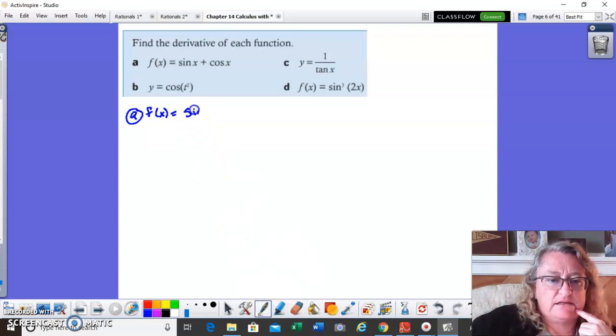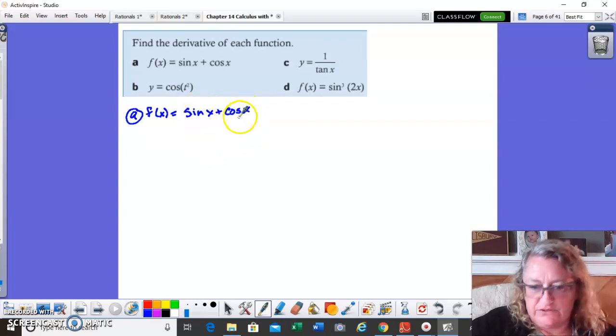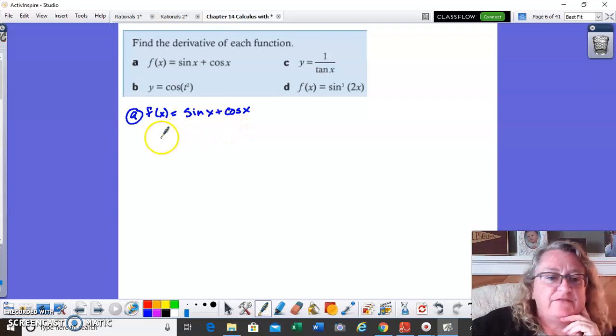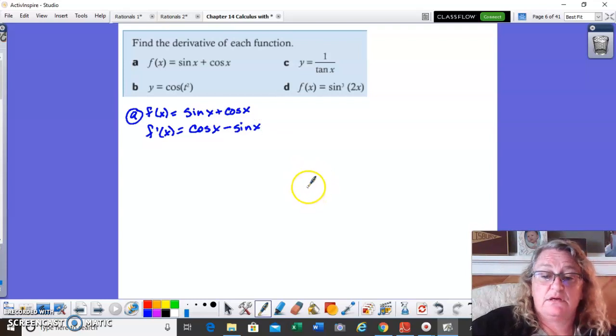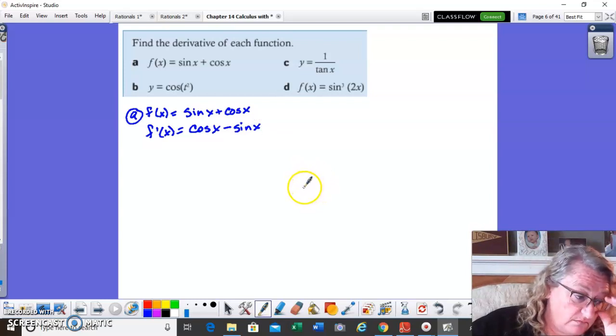Sine x plus cosine x. And this is the sum or difference rule, meaning I'm going to take the derivative, kind of like the power rule. I'm going to take the derivative of the first one by itself and take the derivative of the second one by itself. So the derivative of sine, we just found out, is cosine. And the derivative of cosine is negative sine. So it's that simple. There's your derivative of that function.